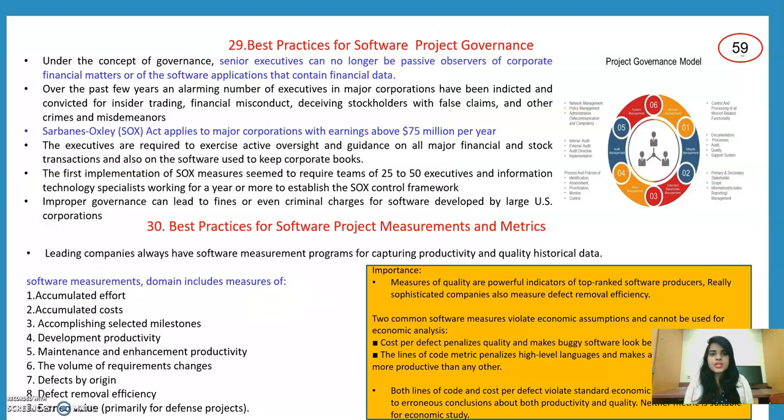And this is a best practice for software project governance. Software project governance is also important in every project and every organization. And another best practice is software project measurements and metrics. We need to have the measurements, because of accumulated effort, accumulated cost, accomplishing selected milestones, development productivity, and maintenance. So these all must be included in every project.